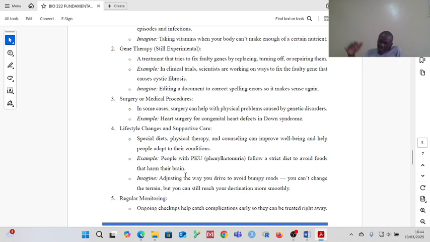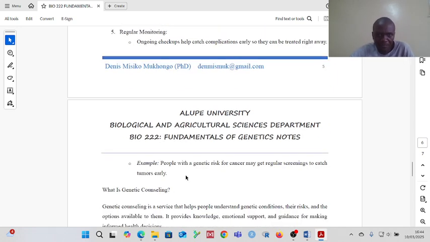Okay. The other thing is we need regular monitoring. So with the regular monitoring, you go for regular checkups so that you can detect complications early. So when you find a complication, then you can deal with it early before it has become a bigger problem. So regular monitoring is just to keep checking and to establish whether there is a problem. Then you can handle that problem early before it has grown into a bigger health challenge.